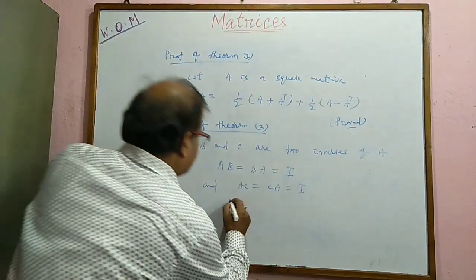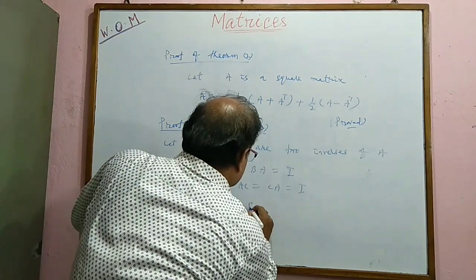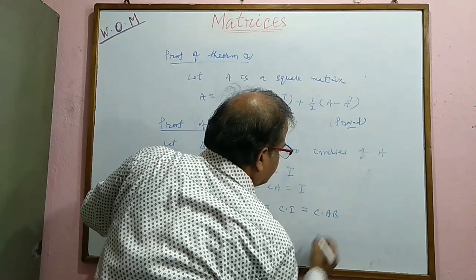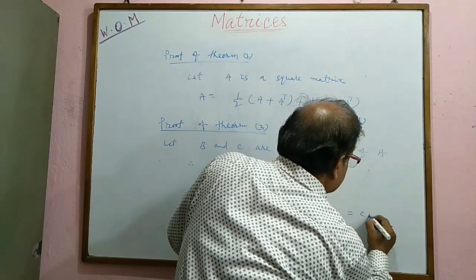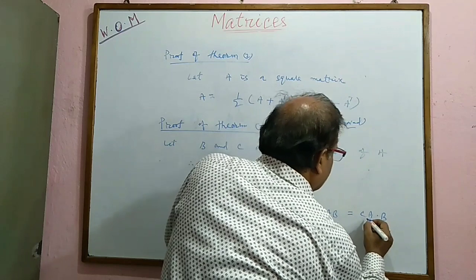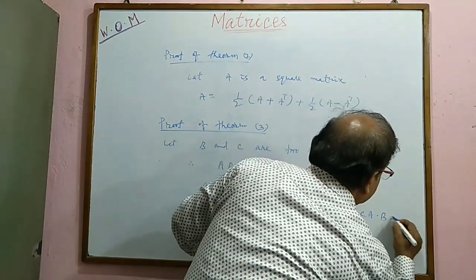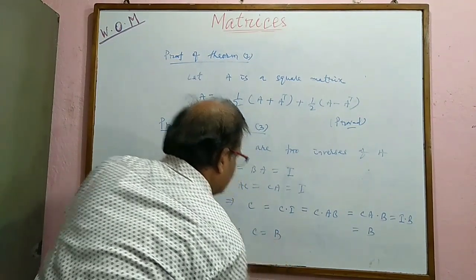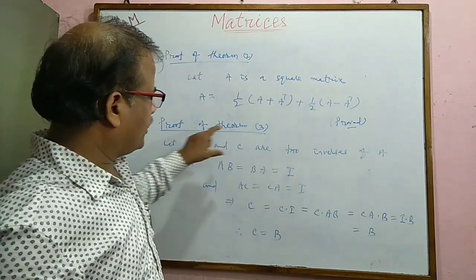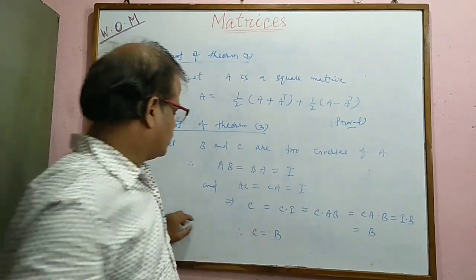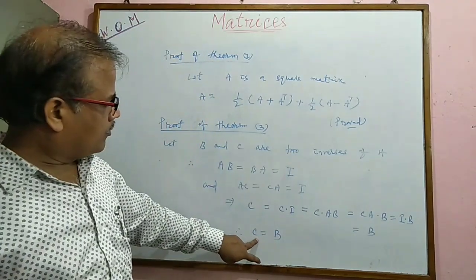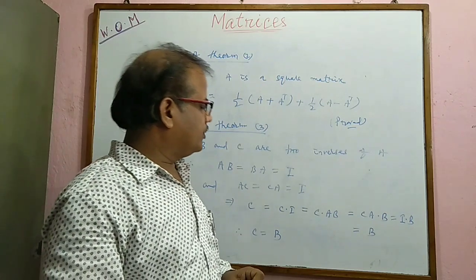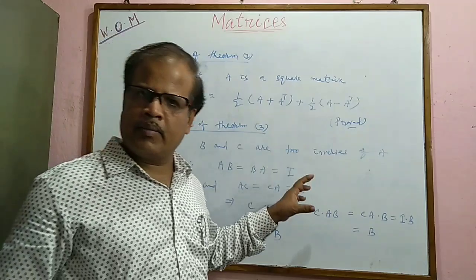That implies C is equal to C into I, that is equal to C into AB, that is equal to CA into B by associative property, that is equal to I into B, that is equal to B. Therefore, C is equal to B. So, A has only one inverse, which is C, which is equal to B. Therefore, any square matrix which is invertible has only one inverse. Therefore, inverse of a square matrix is unique.